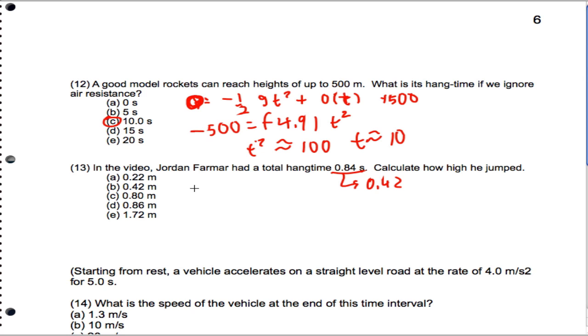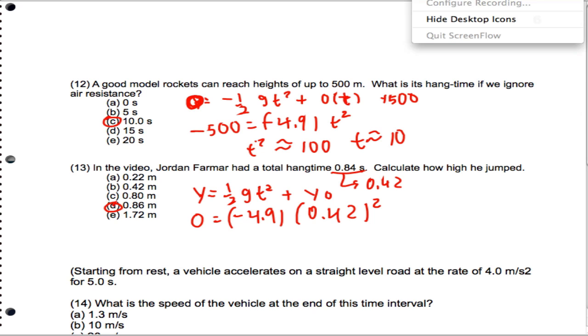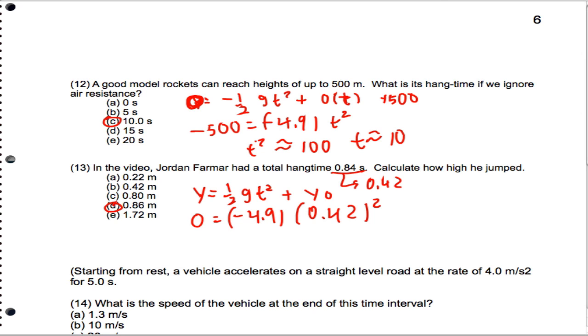jumped to. So we have y equals 1/2 gt squared. It's kind of like this rocket equation here, so I'm just going to leave out the rest of it, plus y naught, which we don't know. So we have 0 equals negative 4.9 times 0.42 squared. So let's go ahead and get that number. And if I'm right, I think we have 0.86 as our answer when we calculate that, which I'll go ahead and do now. So yes, that is the right answer.